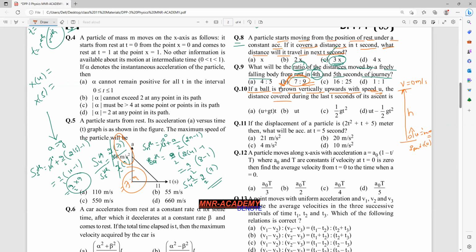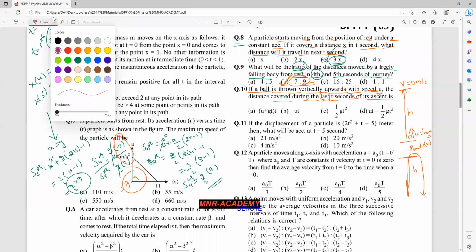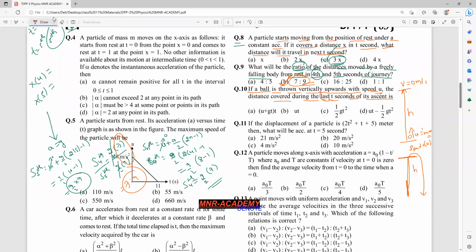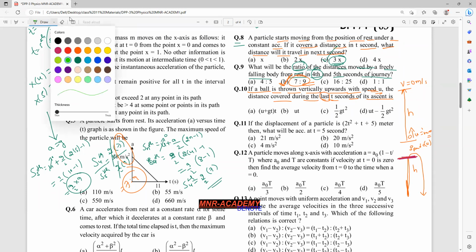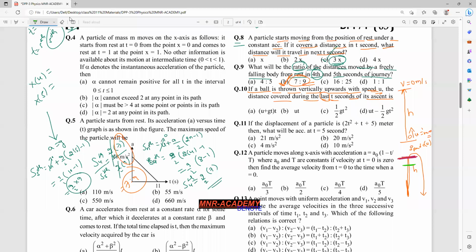Now, the distance covered during the last t seconds of its ascent is. So we know that this is called ascent. Reaching the maximum height, we call ascent from the initial position. If it starts returning, that is called descent. Yes or no, everybody? So now they are asking not the whole ascent, but what is the distance traveled in the last t seconds before the end of the ascent.